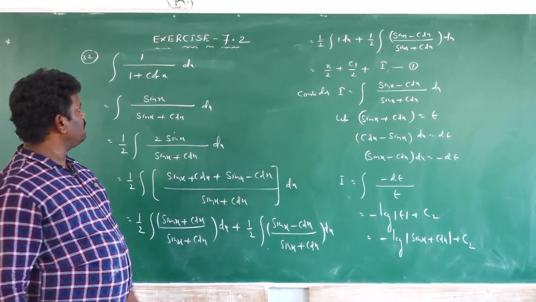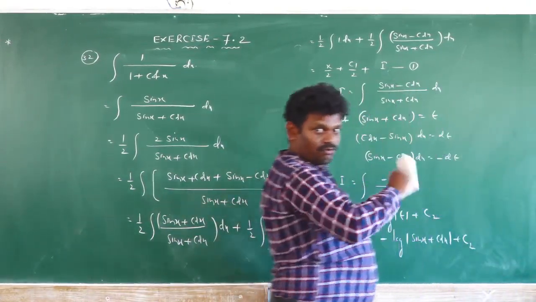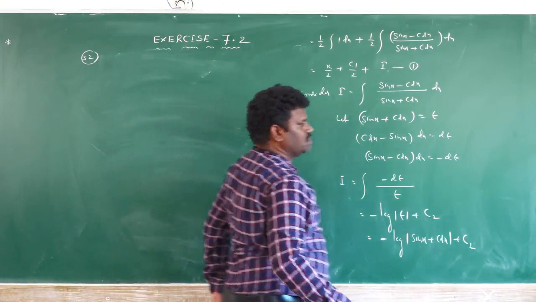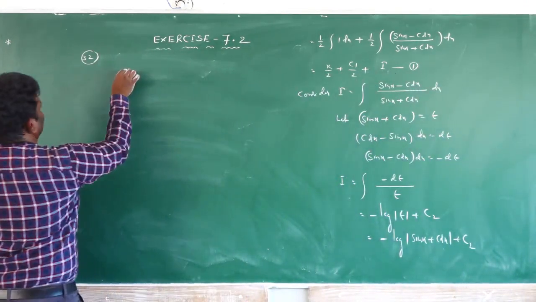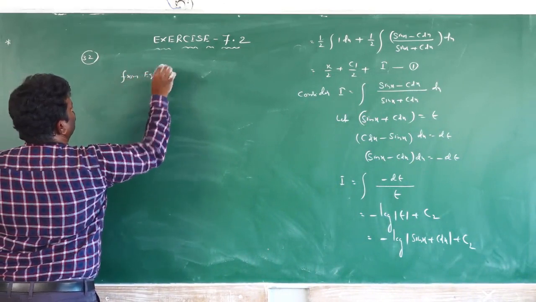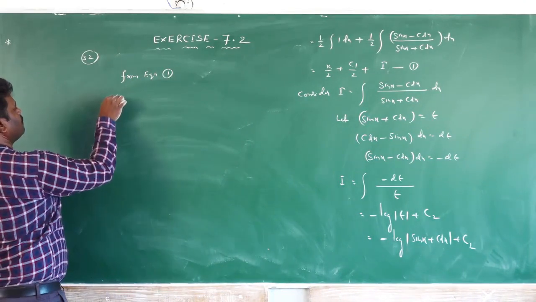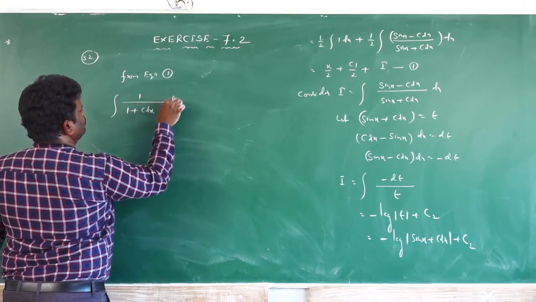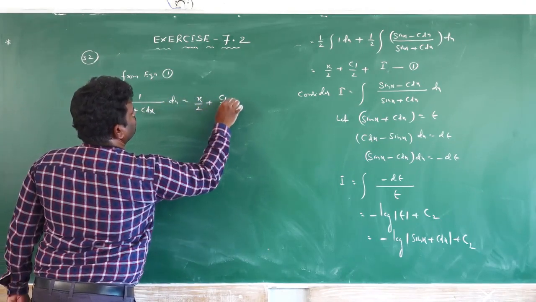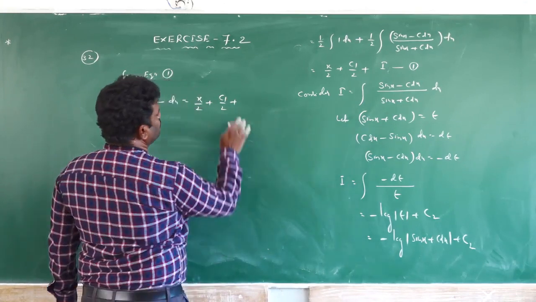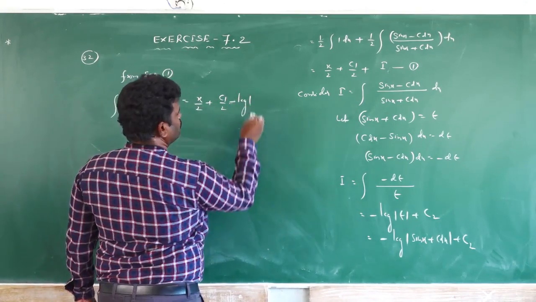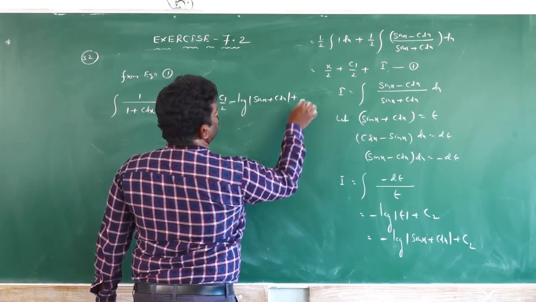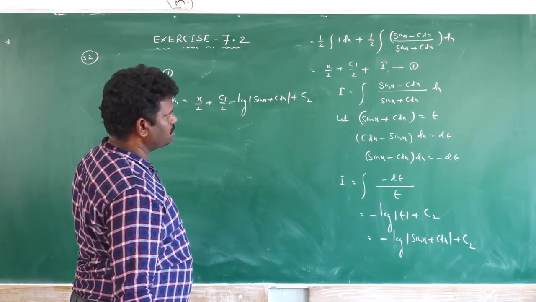Now this value is substituted in equation 1. From equation 1, integral of 1 by 1 plus cot x dx is equal to x by 2 plus c1 by 2 plus 1 by 2 into I, where I is minus log of sin x plus cos x plus c2.